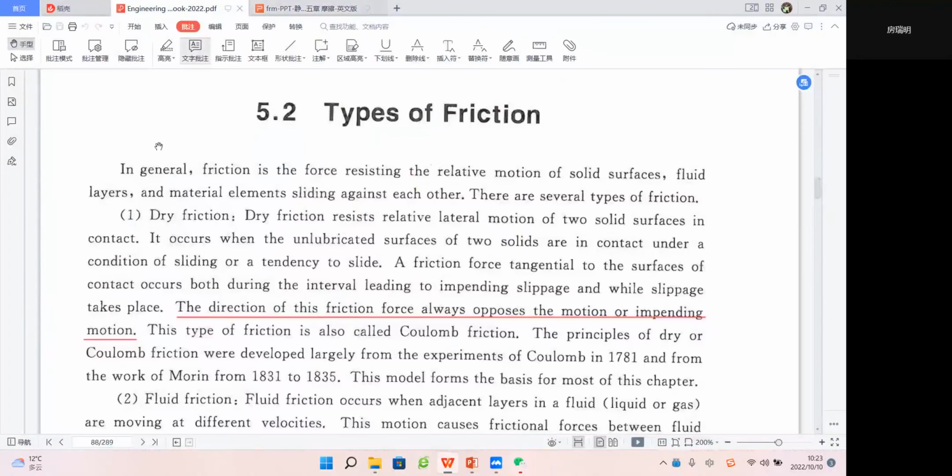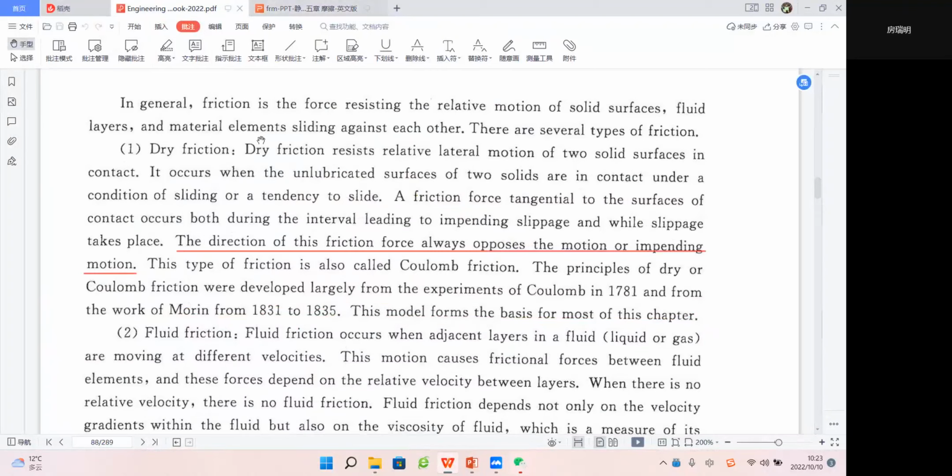So let's see. In general, friction is the force resisting the relative motion of solid surfaces, fluid layers, and material elements sliding against each other. There are several types of friction. We should know a little bit, right? So the first one is dry friction.